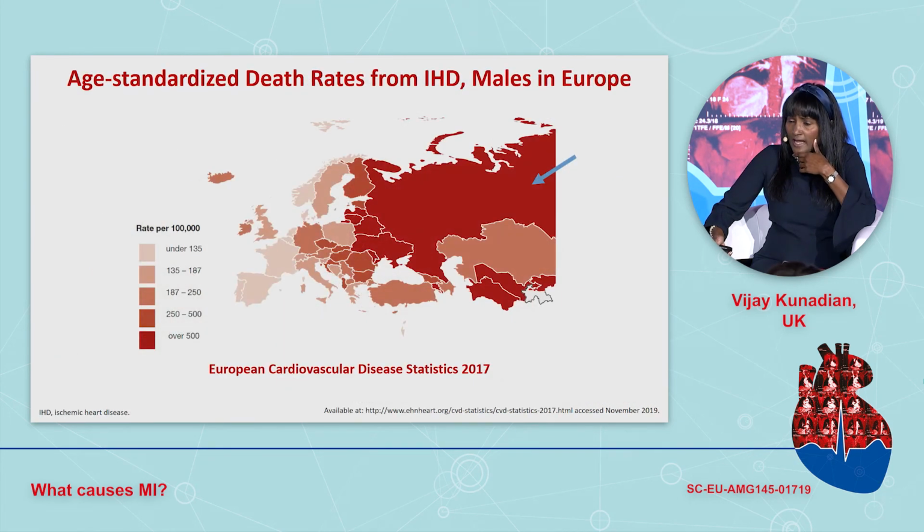The figure that I showed you previously was for the United Kingdom, but look at Europe, and many of you are representing these regions. Again, the darker the color, the higher the number of people dying of ischemic heart disease. And in my previous presentation, a staggering 45% of patients are dying of heart disease.